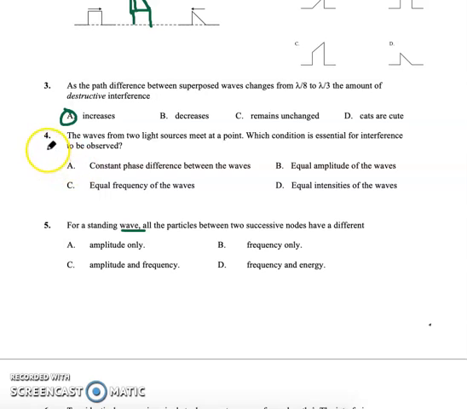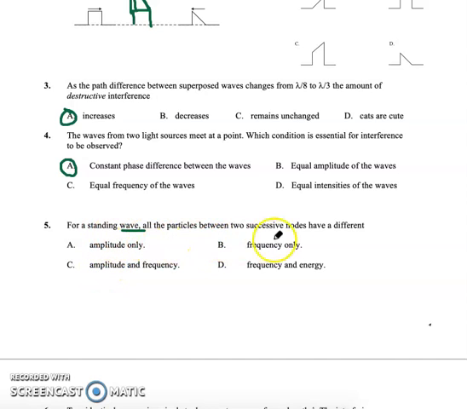All right, before we didn't talk about this much, so I'm just going to make this a non-factor for the quiz. If you want continuous interference, you have to have a constant phase difference. You have to have two waves that either start out in phase or out of phase, but they remain in phase or out of phase the entire time. They can't be shifting their phases.